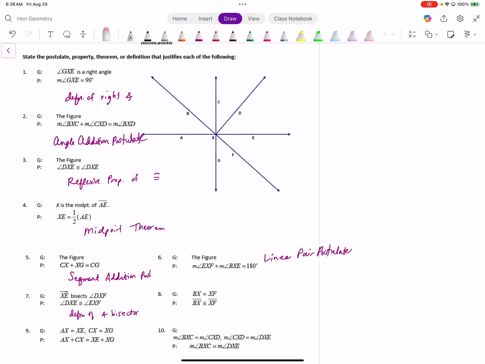BX. Okay, so if that equals this, then that's congruent to that. That's the definition of congruent segments.